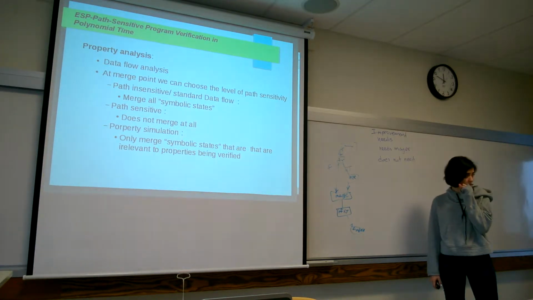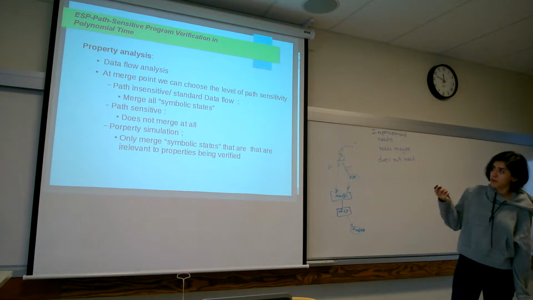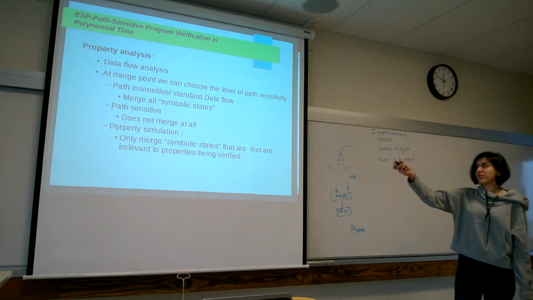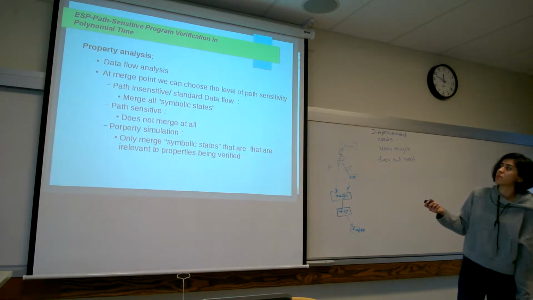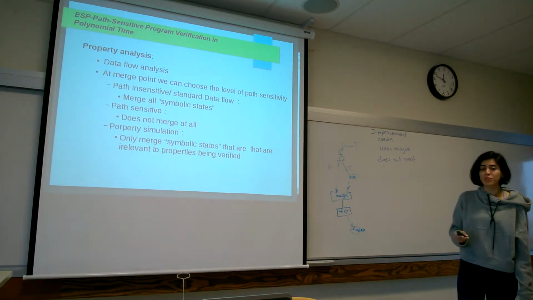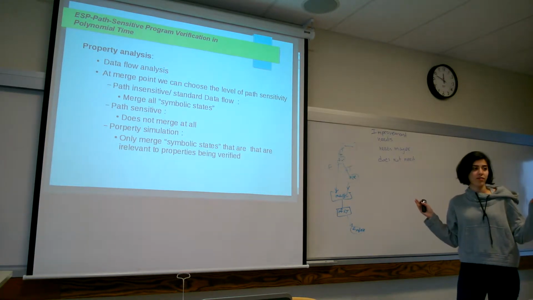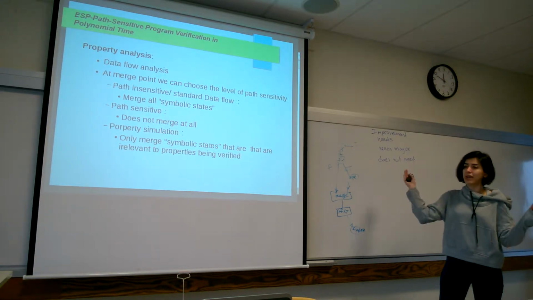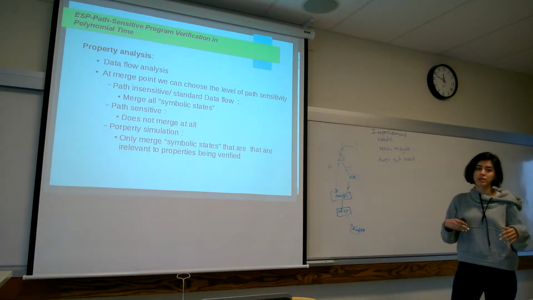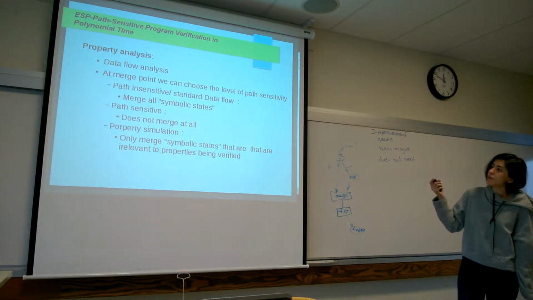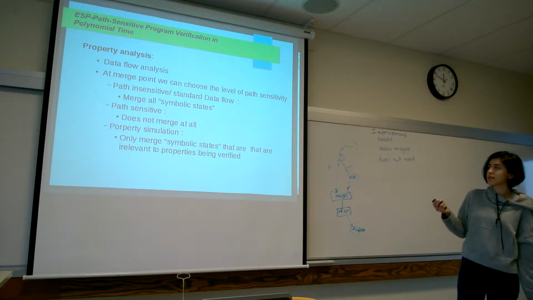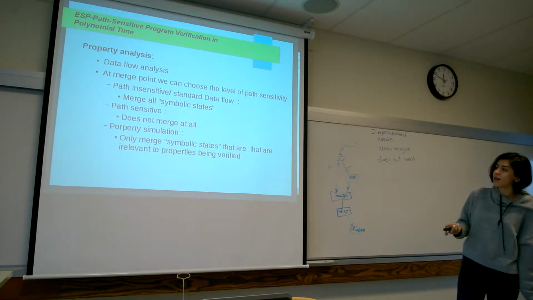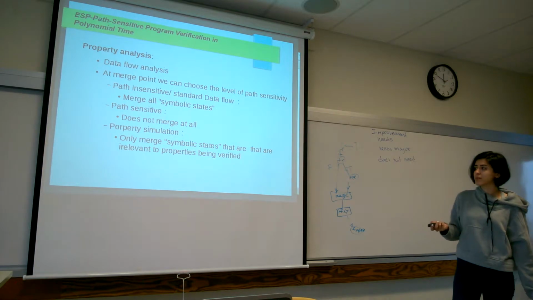Is that clear? Okay. The difference is that data flow is not path sensitive, so it merges all symbolic states. Path sensitive does not merge at all. At each merge point, you just add the current state to the states that you have. Property simulation, which is what the paper is doing, only merges symbolic states that are not relevant to the properties being verified.